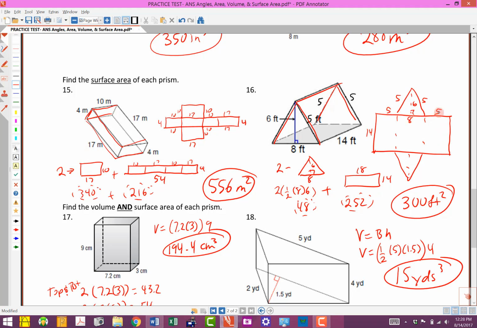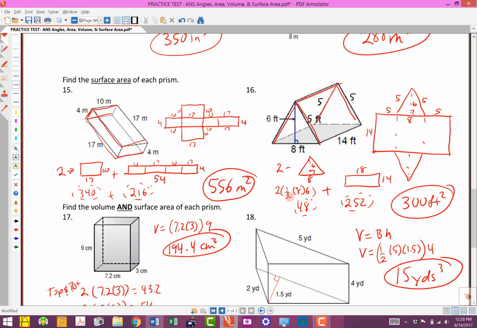5 and 8 and 5. That's going to be 18. So here's that rectangle that represents the side that's 14 tall and 18 wide. If you multiply those together, we get 252 for the sides. And then we've got 2 of those triangles front and back there.